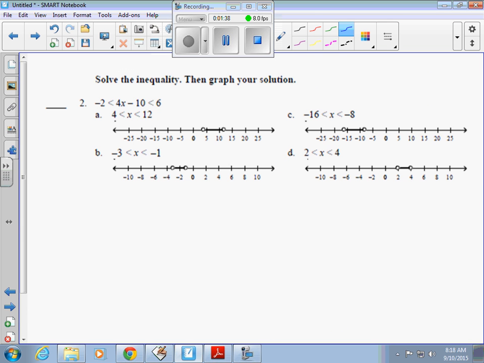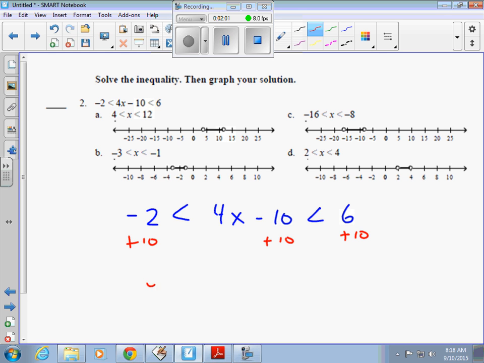Number 2 says to solve the inequality, then graph your solution. This is a compound inequality. You got a middle, a left, and a right. Anything you do to the middle, you have to make sure to do to the right. So we have negative 2, less than, 4x minus 10 in the middle, and less than 6. Undo the minus 10, any addition and subtraction first, by adding 10 here, here, and here.